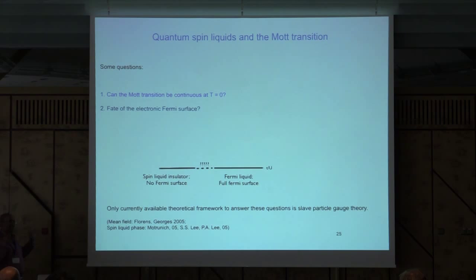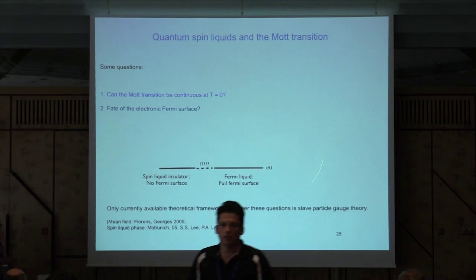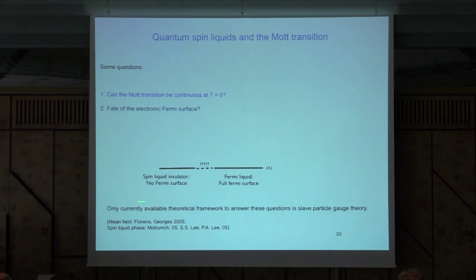That's how far general thought can take you. To go further, one needs a theoretical framework to handle this phase transition. And currently, and this is perhaps one of the stumbling blocks in the field, the only available theoretical framework is what's known as slave particle gauge theory. A mean field version of this was developed some years back, and some fluctuation effects in the spin liquid phase were also considered around the same time.